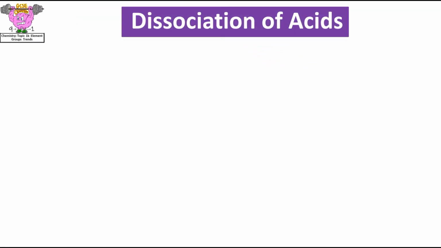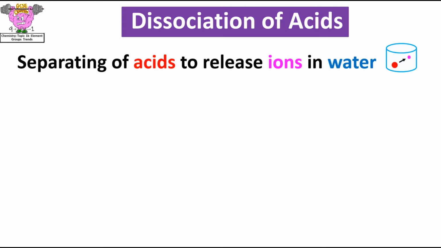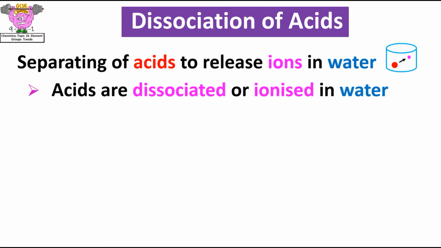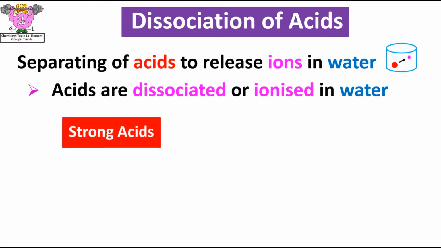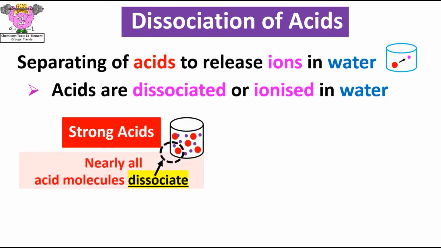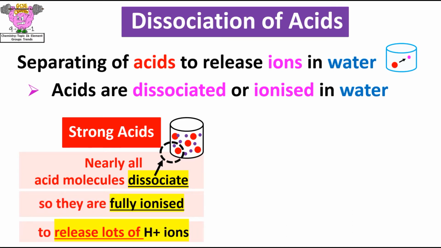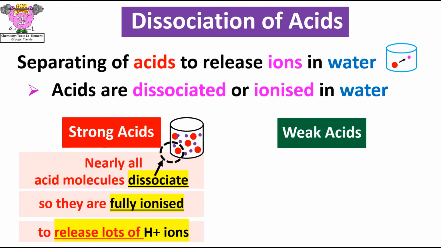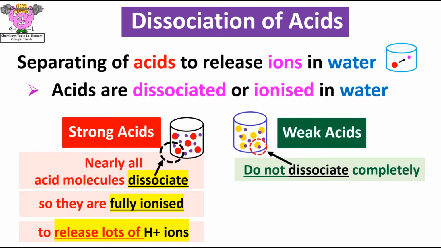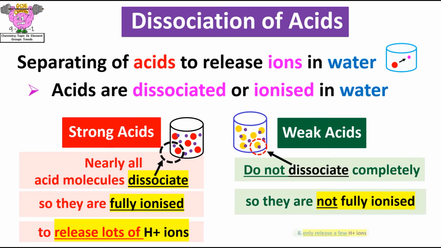Dissociation of acid is the separating of acids to release ions in water. Acids are dissociated or ionized in water. In strong acids, nearly all acid molecules dissociate or separate, so they're fully ionized, to release lots of H+ ions, whereas weak acids do not dissociate completely, that is, separate completely, so they're not fully ionized and only release a few H+ ions.